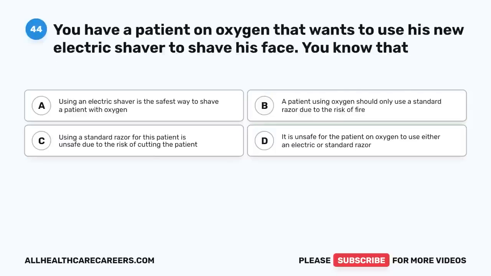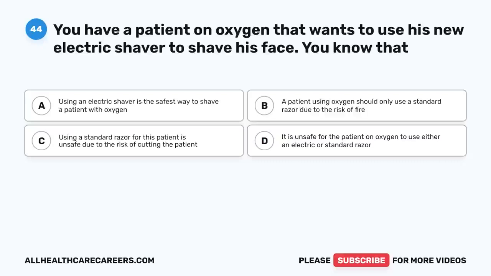Question 44. You have a patient on oxygen that wants to use his new electric shaver to shave his face. You know that A. Using an electric shaver is the safest way to shave a patient with oxygen. B. A patient using oxygen should only use a standard razor due to the risk of fire. C. Using a standard razor for this patient is unsafe due to the risk of cutting the patient. D. It is unsafe for the patient on oxygen to use either an electric or standard razor.